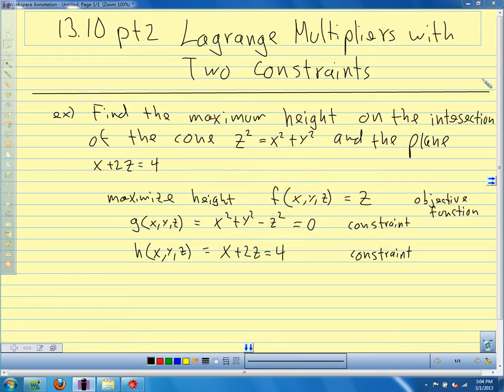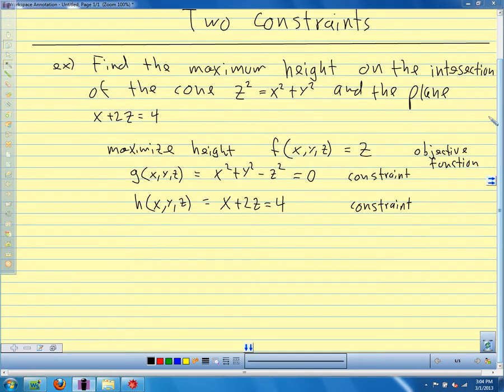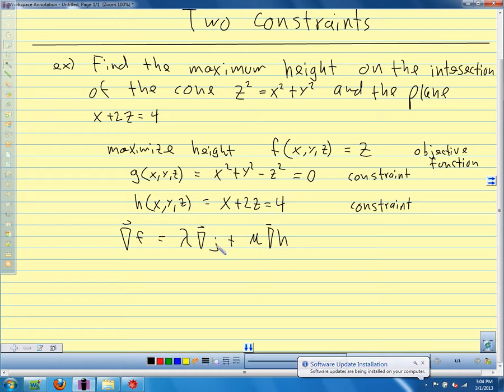All right, so now we're ready to start the problem. We're going to use Lagrange multipliers. So we're going to say that del f equals lambda del g plus mu del h. So there's our condition, the condition that we want to satisfy for our maximum and minimum on this curve of intersection. We're going to set our equation up and equate components.